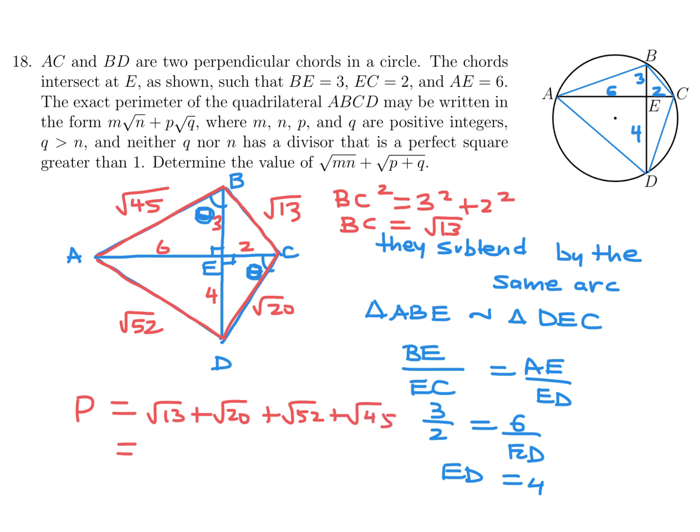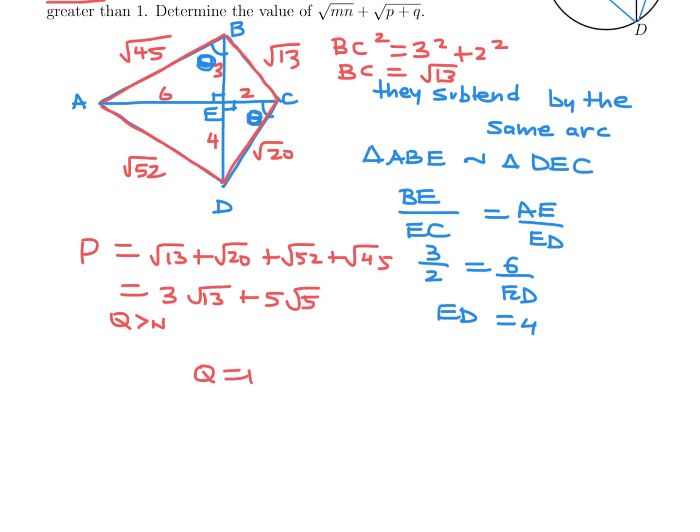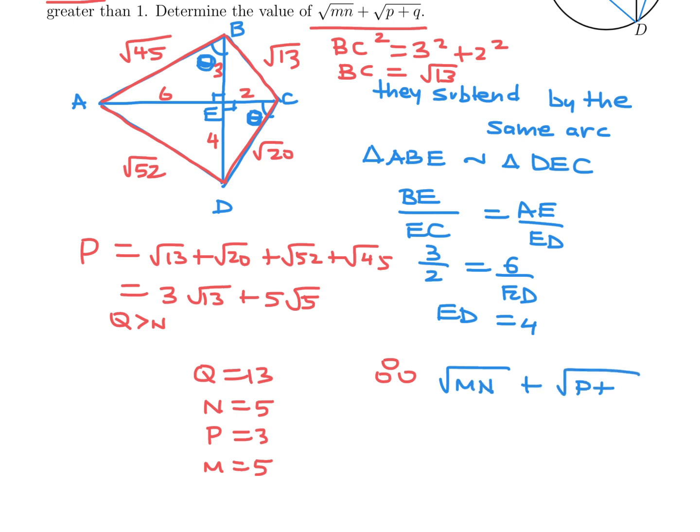And when you break that up into mixed radicals, it'll be 3 root 13 plus 5 root 5. Now, keep in mind that Q is greater than N. So since Q is greater than N, that basically means that Q is the 13 and N is the 5, and therefore P would be the 3 and M would be the 5. So finally, what they want up here, which is the root of M times N plus the root of P plus Q, that would be the root of 5 times 5 plus the root of 13 plus 3. So that's 5 plus 4, and that is equal to 9. So 9 is the answer to this question.